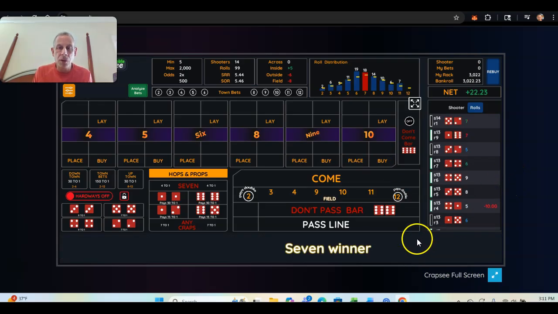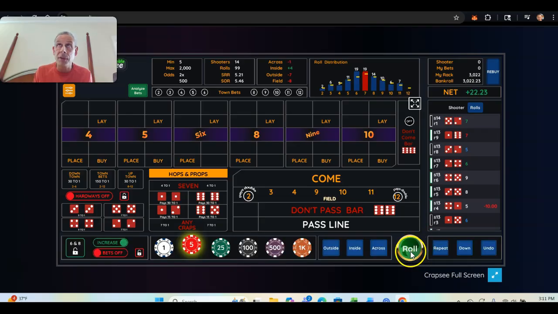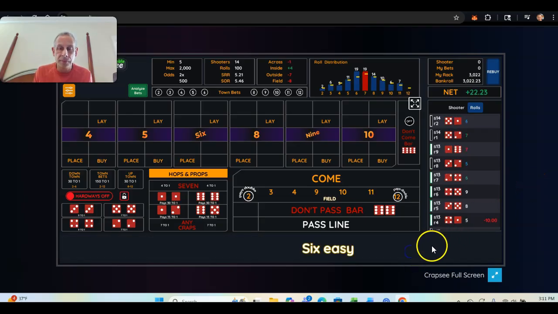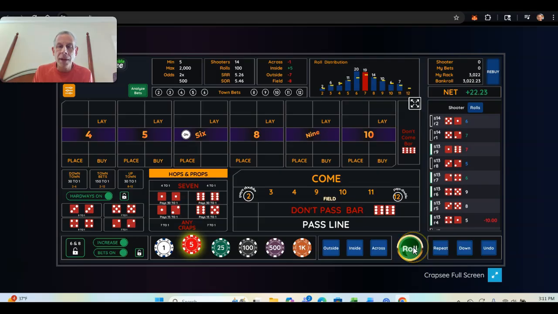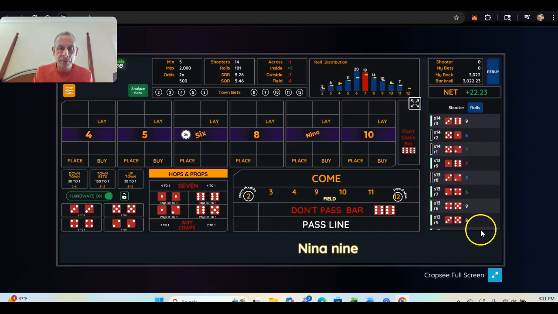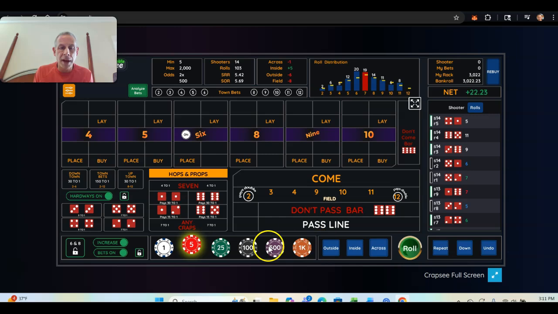7 winner. And here's a new shooter. We're looking for the 5 and the 10. 6 easy. Don't play things in such a rigid manner. Nina 9. Come on. Yo 11. Fever 5. Okay, there's our 5 again.